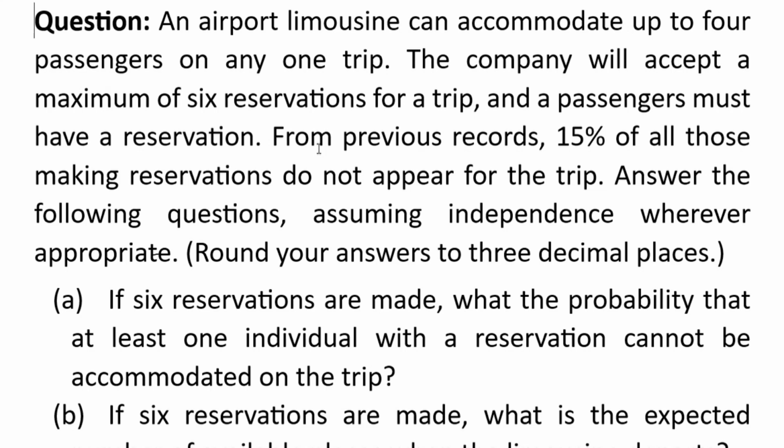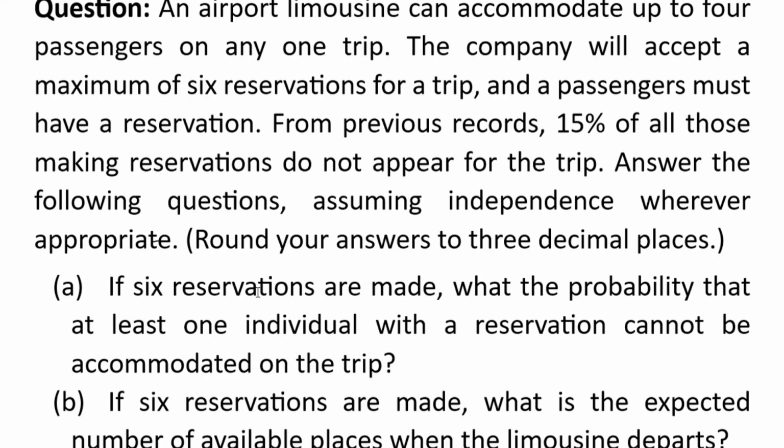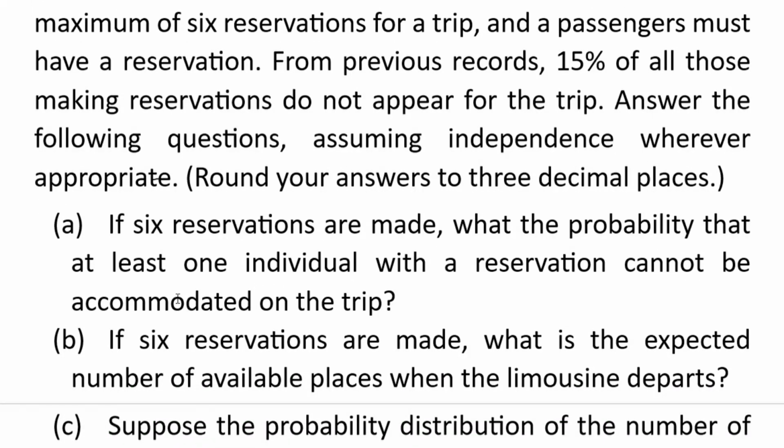And from the previous records, the company says that 15% of those making reservations do not appear for the trip, right? So in the first part, we need to find the probability that at least one individual with a reservation cannot be accommodated on the trip, right?